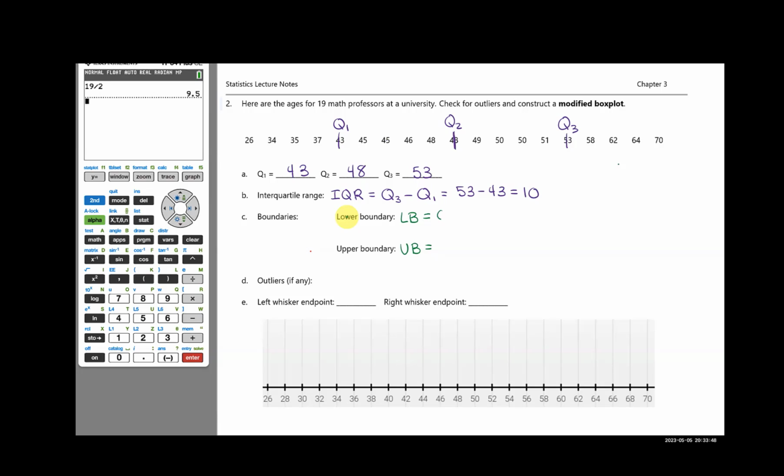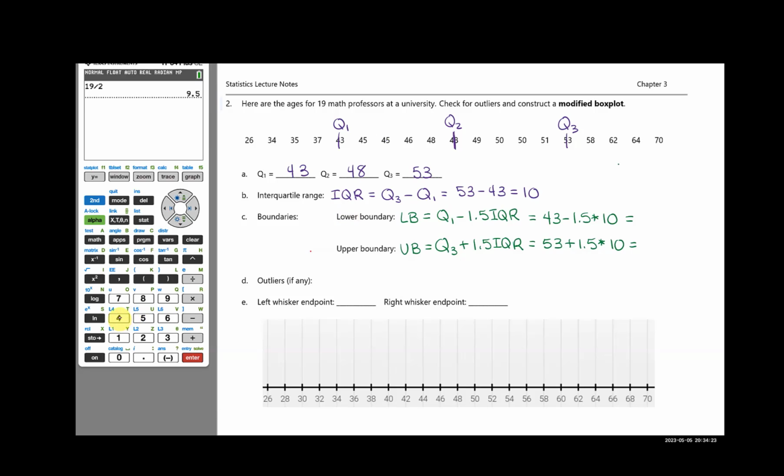So our lower boundary, we take our Q1 and subtract 1.5 times our IQR. And our upper boundary, we take our third quartile and add 1.5 times the value of our IQR. In this case, our lower boundary is 43 minus 1.5 times 10. Our upper boundary is 53 plus 1.5 times 10.